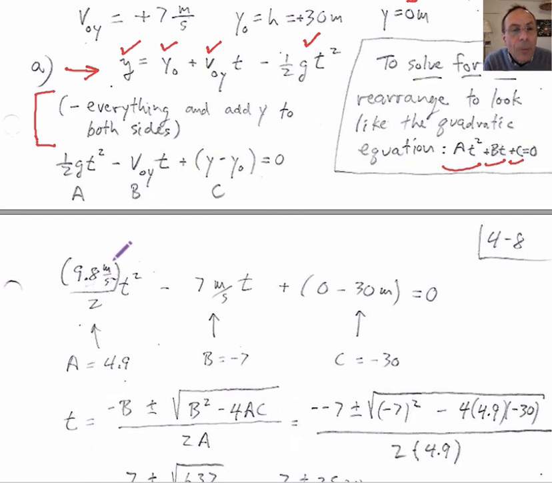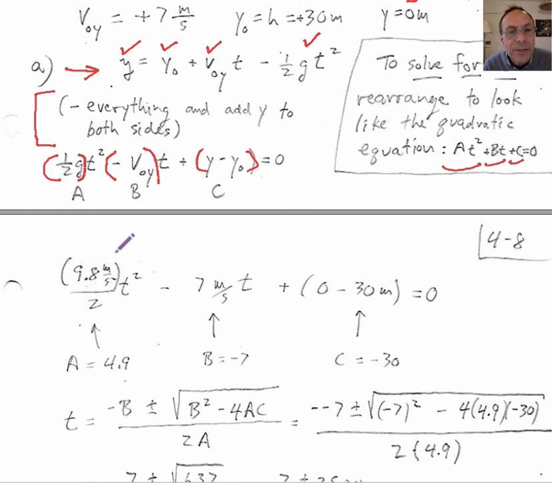So we want to identify what is the A, what is the B, and what is the C for use in the quadratic formula. So the A is this piece here, the 1/2 g. The B is the minus v0y. That's the B. And the C is this stuff here, y minus y0. So that's what I'm writing here.